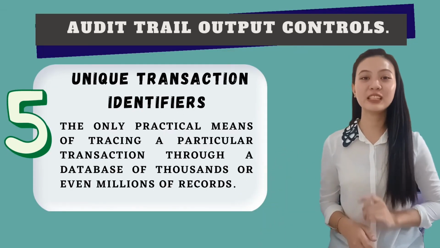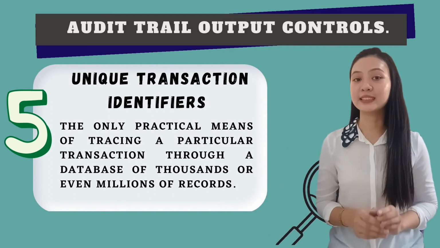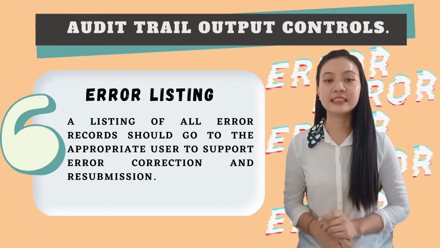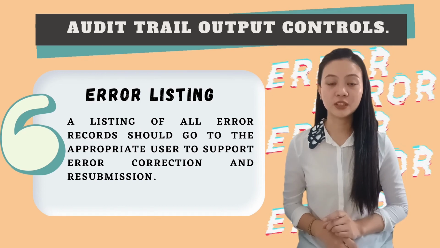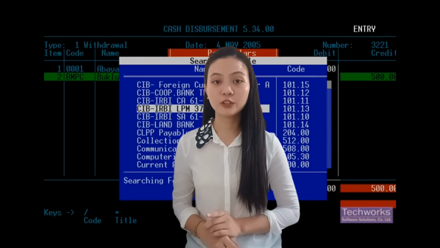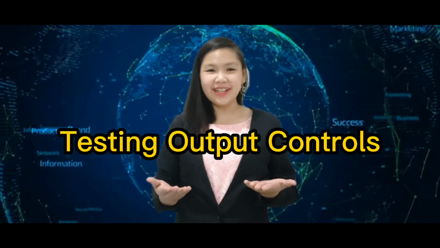Fifth is the unique transaction identifiers. Transactions processed by the system must be uniquely identified with a transaction number. This helps with the tracing of a particular transaction through a database of a large number of records. And lastly, the error listing. This is a listing of all error records, which should be sent to the appropriate users to support error correction and resubmission.